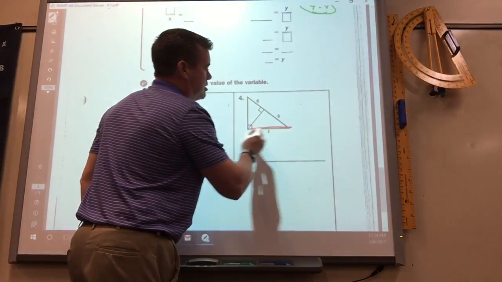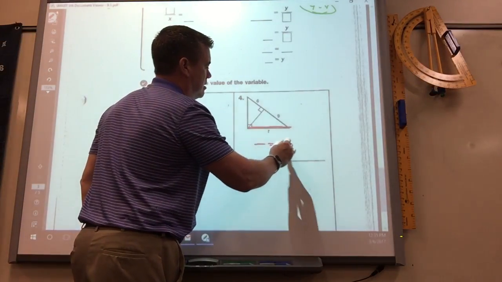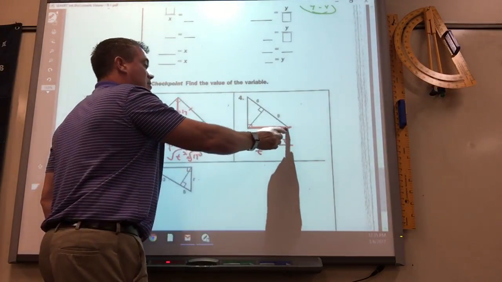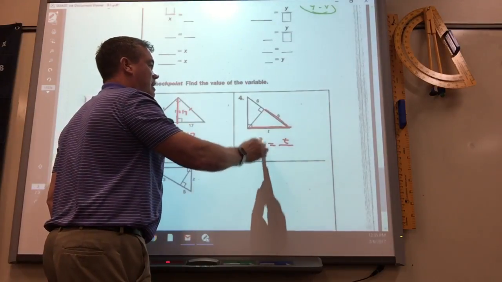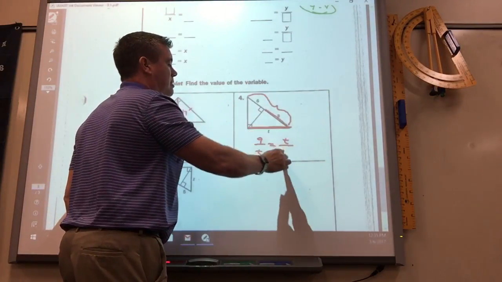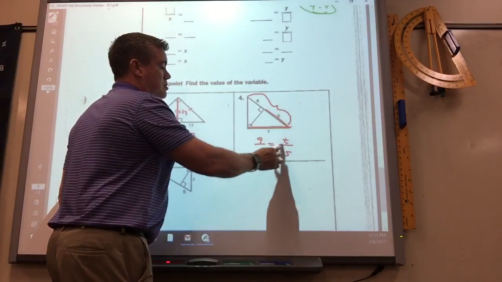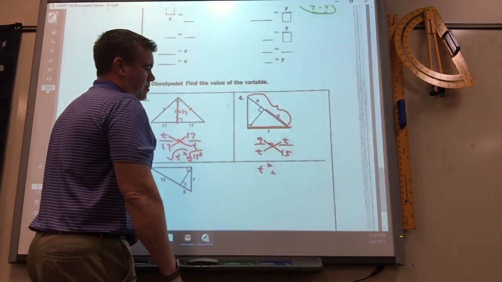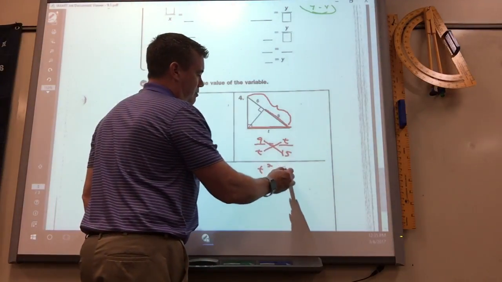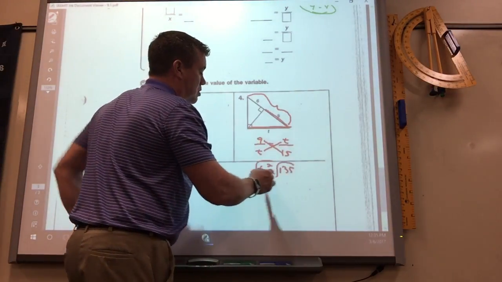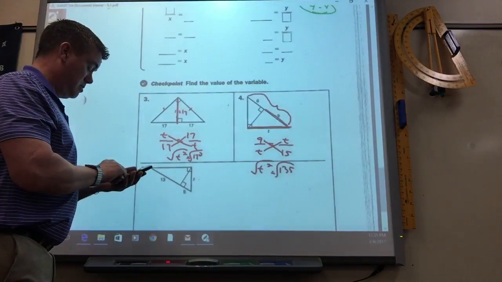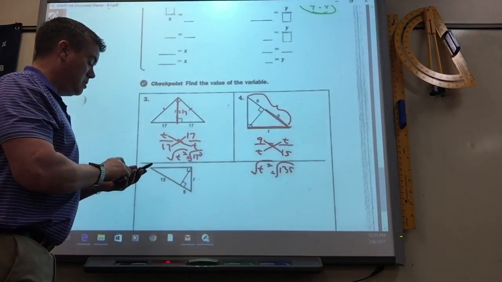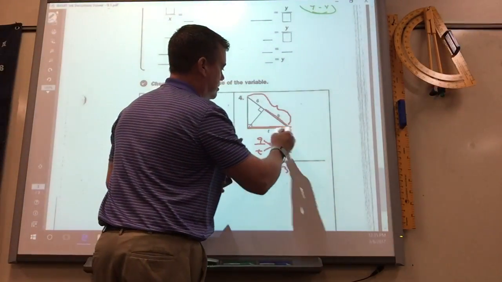So here is a geometric mean. And you put the piece hooked to it and the entire length. So t squared equals 9 times 15 is 135. So we square root it. 11.6.